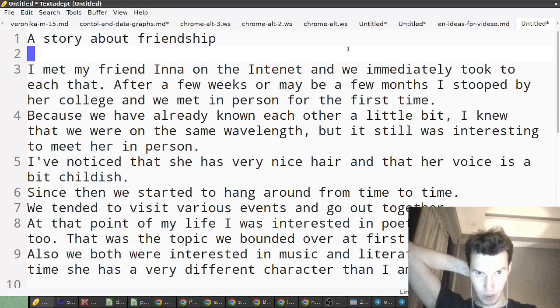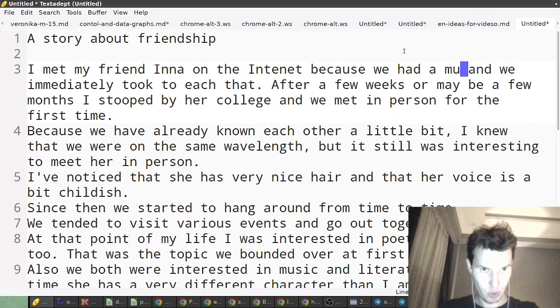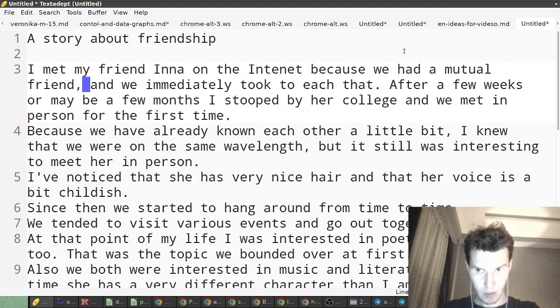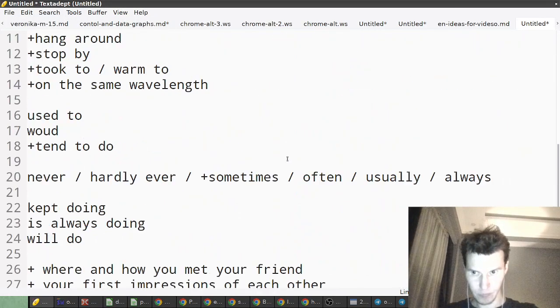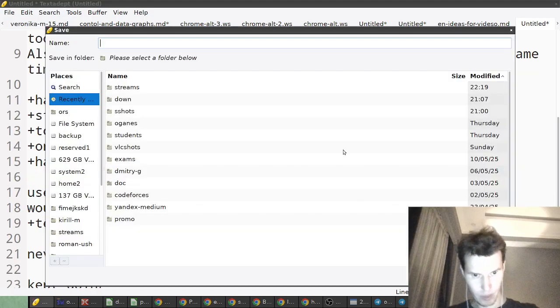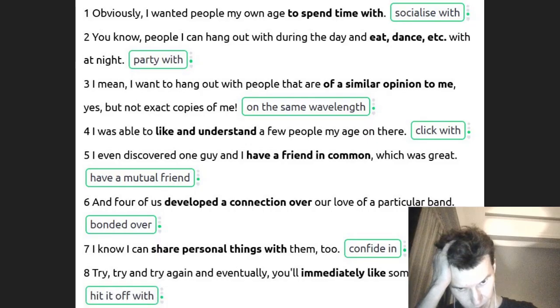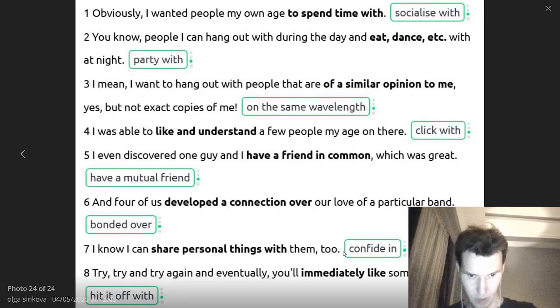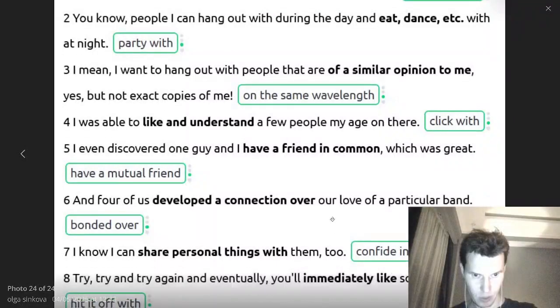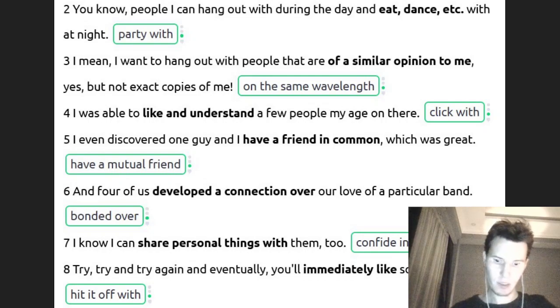I met my friend on the internet because we had a mutual friend, and we immediately took to each other. To have a mutual friend. Okay. Some socialize with, party with, click with, bonded over, confiding. I know I can share personal things with them, to confide in. Confide is like to trust someone, I believe. I knew I can share personal things with them. Okay.